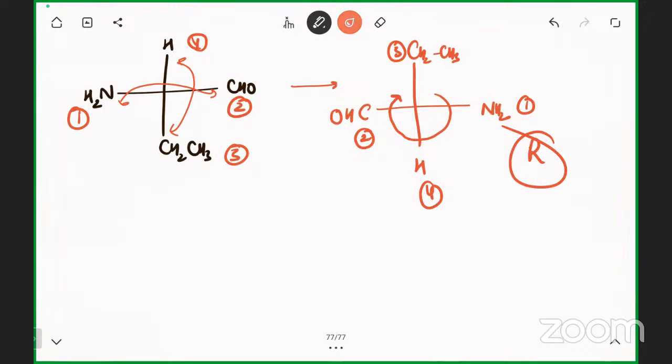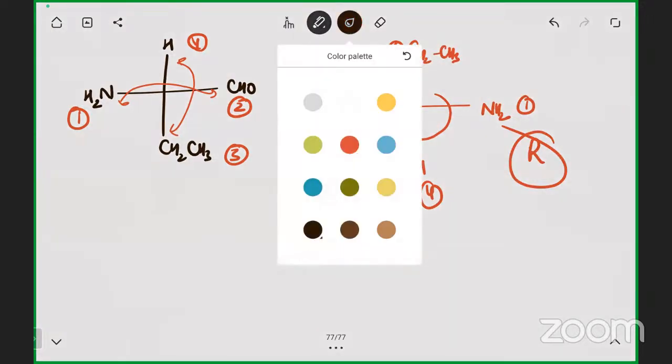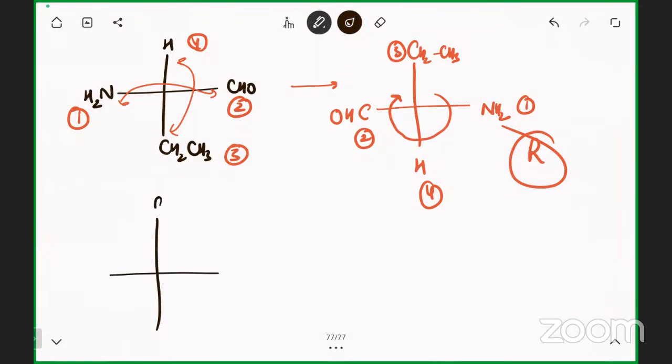Okay, last example. CHO, OH, H, CH2OH. Yes, do it fast.